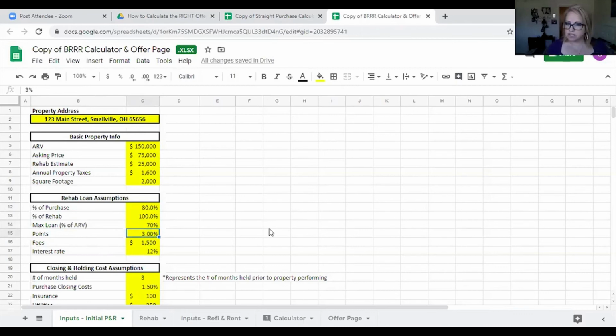How many points do they charge? And remember, 1 point is 1% of the loan amount. What fees do they have, and what is their interest rate? 12% is a very common interest rate for hard money when you're doing a fixer upper.